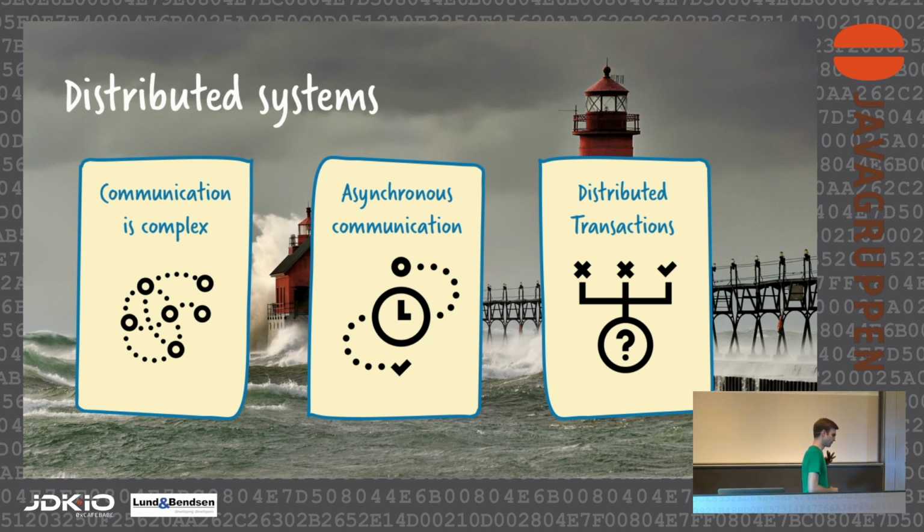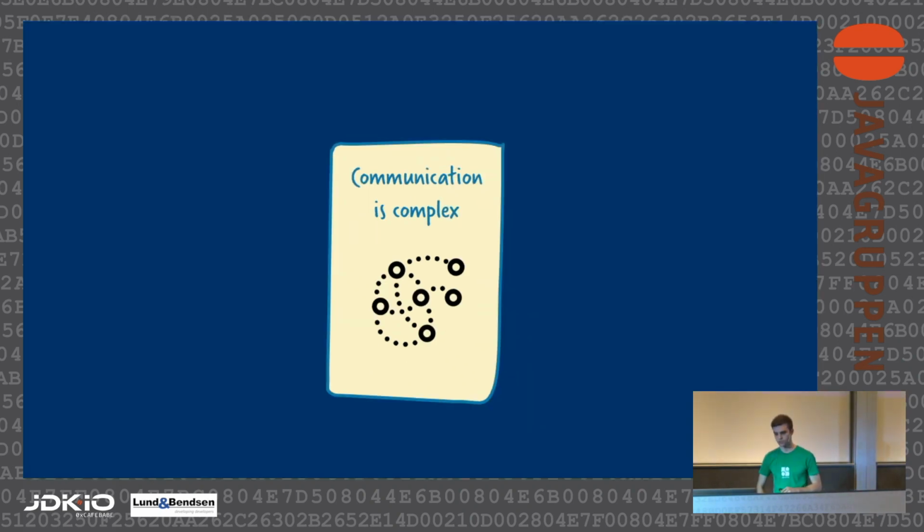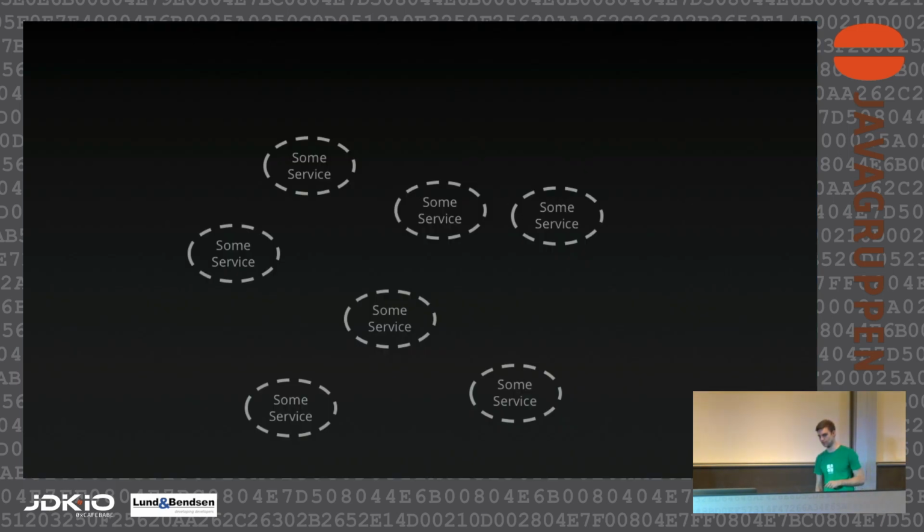From these different things in the distributed system, we will talk about these three different problems, or pitfalls, as we call them here today. I will go through them step by step. So let's start first with: communication is complex. That's going to be the first thing. That's also the basic main problem when you're in this rough ocean in the end.